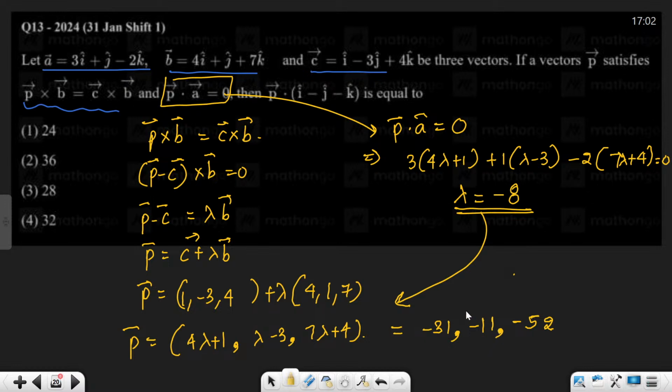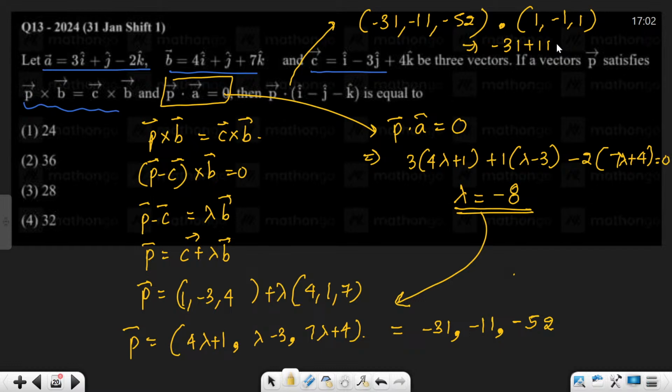And now you have to take dot of this with the other vector. So minus 31, minus 11, minus 52, take dot with 1 comma minus 1 comma 1. So you are going to get minus 31 plus 11, and sorry, this is minus 31 plus 11 plus 52. So finally you are going to get 32 as the final answer. Option D, absolutely right. Is that clear?